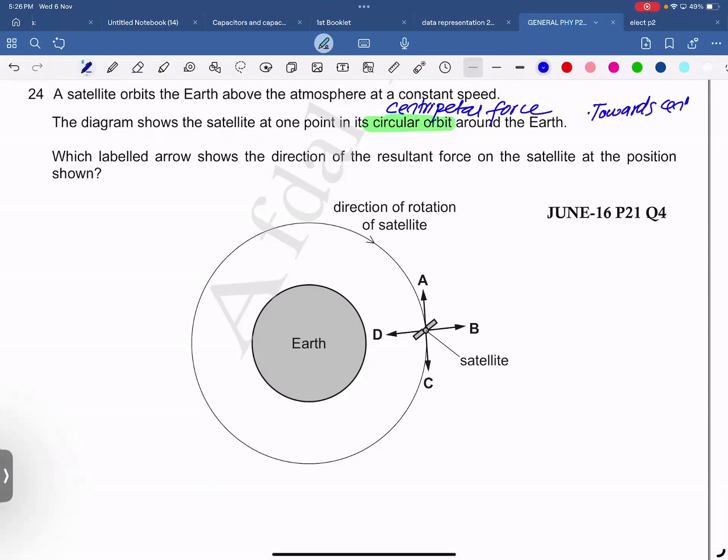Centripetal force always acts where? Towards center. Let's read. Which arrow in the diagram shows the resultant force? I already told you it will be towards the center. So towards the center means this one, the option D. Centripetal force is the force acting on a body moving in a circle. It is directed towards the center of the circle.